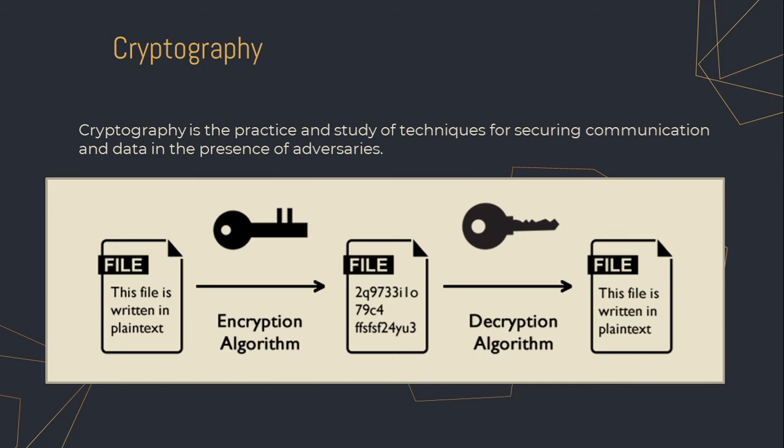Among other things, crypto means hidden and graph means writing. Cryptography is classified into two categories based on the types of keys and encryption algorithms.